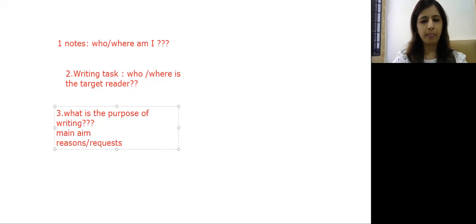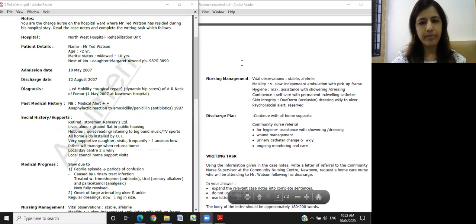So now let us read this writing task. Where can I find out the purpose of writing? Again, I can find it out from the writing task. Okay. The main aim or the main purpose can be found from the writing task itself. So here it says, why are we writing? Request a home care nurse.